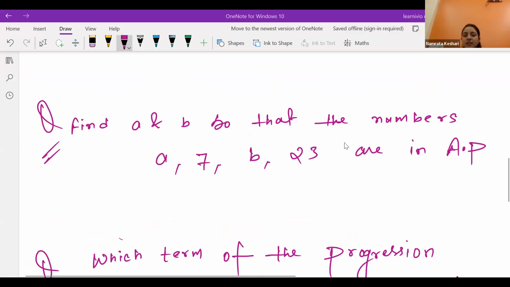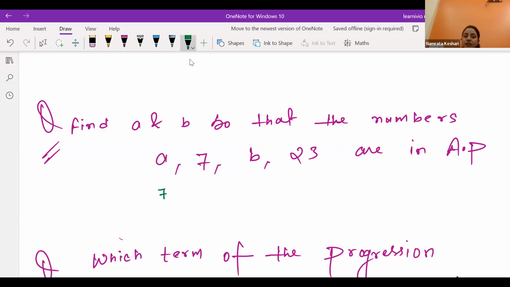Okay, A is minus 1 and B is 15. Yes, everyone is getting the same. Then I believe A is minus 1 and B is 15. Here, basically, we will be using the concept of common difference.